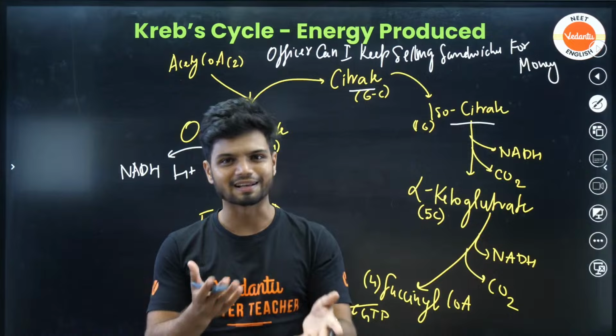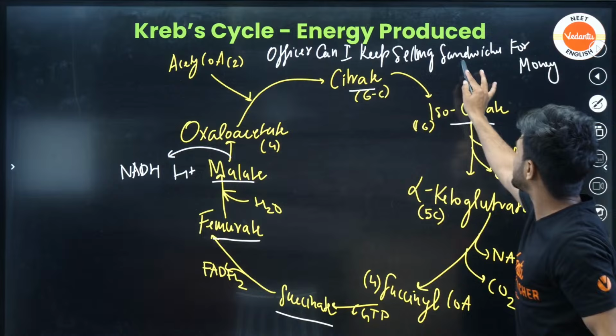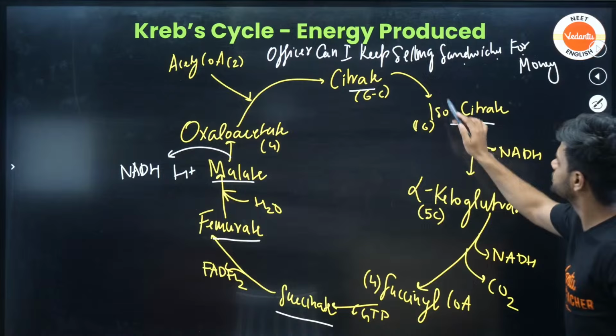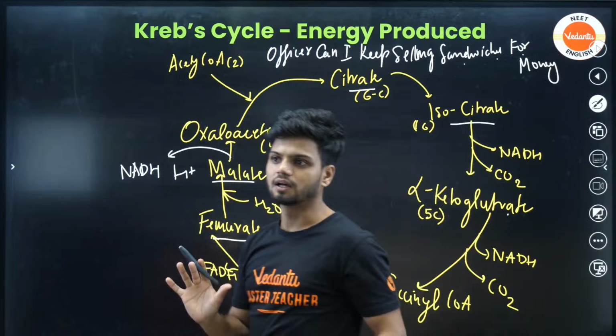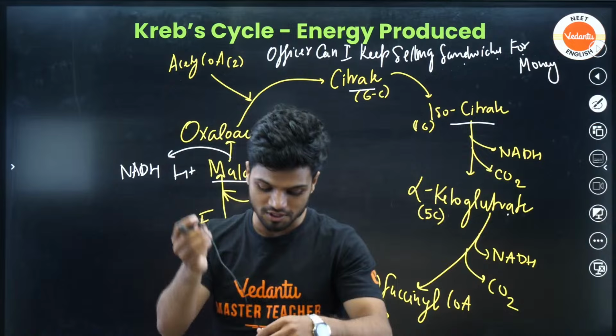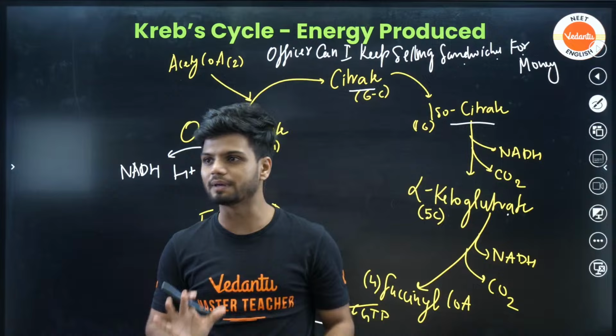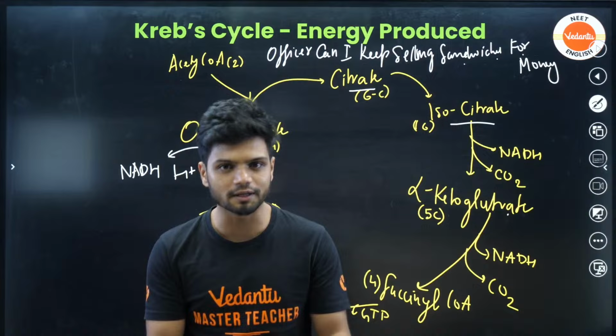Officer, can I keep selling sandwiches for money? O is oxaloacetate, C is citrate, I is isocitrate, K is alpha-ketoglutarate, S is succinyl coenzyme A, S is your succinate, F is your fumarate, M is your malate. This is a small trick you can use for your benefit. But now I'll tell you step by step how the question will be asked. So is everyone ready for the stepwise decoding? See, I can stop here, right?